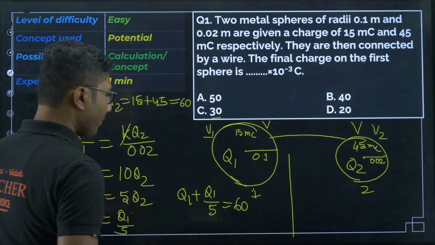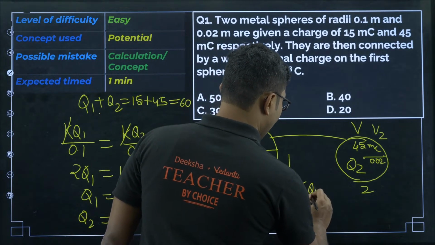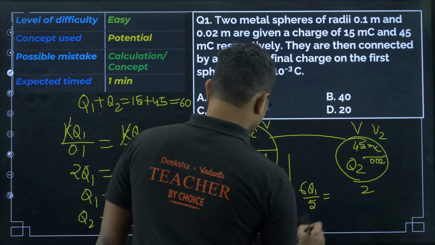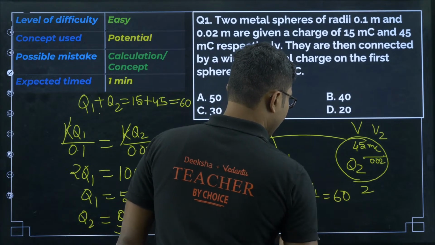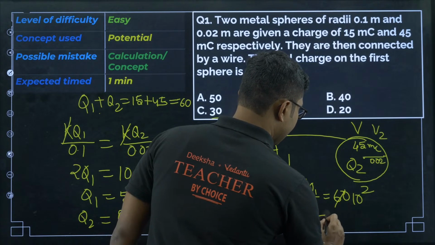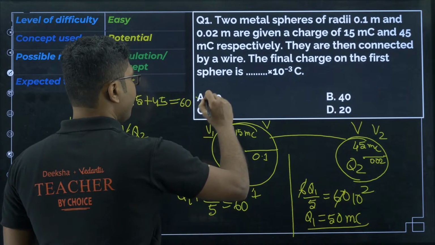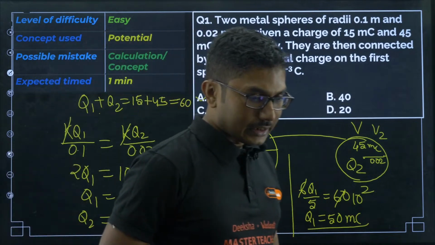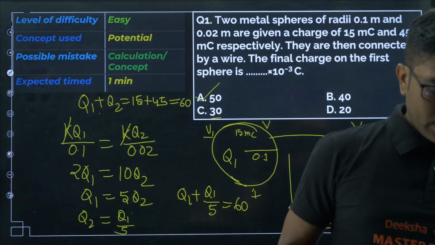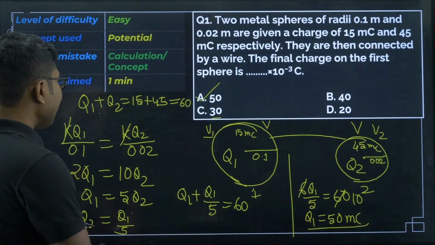And from there you get 6Q1 by 5 equals 60. So that will cancel, it will be 10. So Q1 is basically 50 millicoulomb. So 50 millicoulomb is the answer. So the answer is A. Be careful, this is a very tricky question.